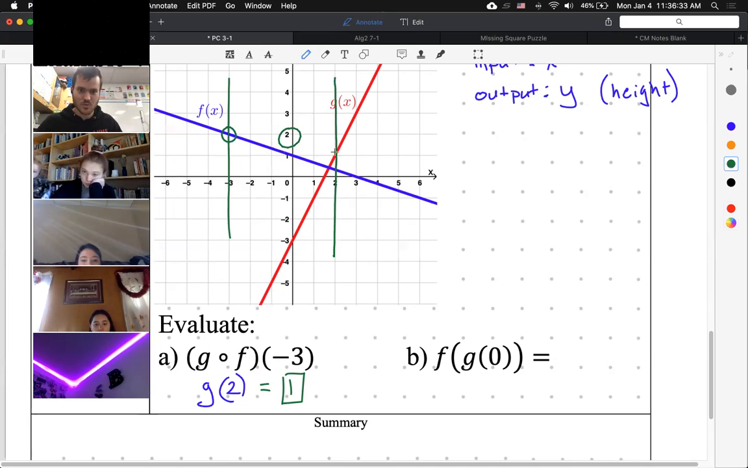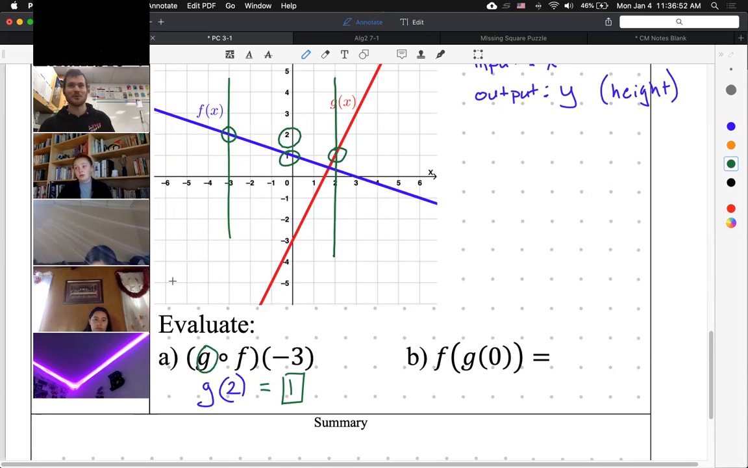Notice that there are 2 points that it intersects. Well, that's now going to go into, we've already used up F, we're going to go into G. Where does this line up with G? G is the red line, so I circle that intersection. That has a height of 1. That is our final output. Our output is 1.